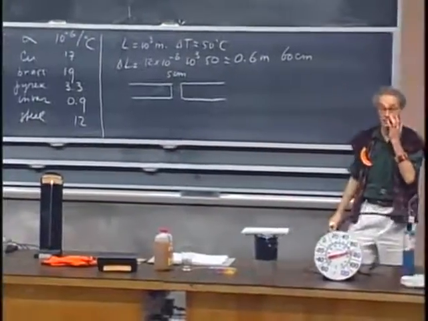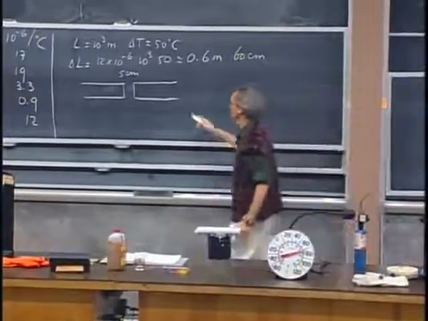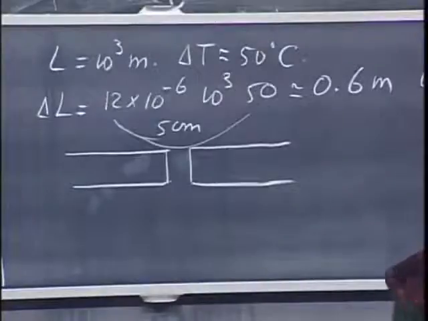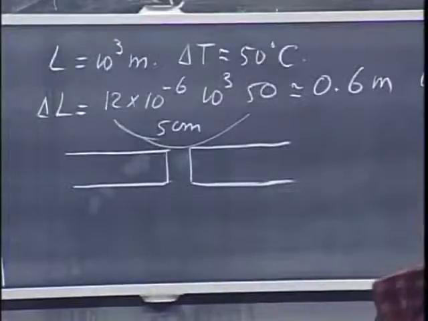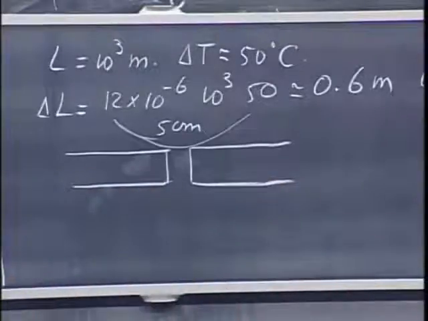And you can hear these gaps when the train goes over them. It's a very typical sound. Because imagine when the wheel goes over it, you hear a certain click. You can see them, and you can hear them, and that's the way they correct for this expansion and contraction.